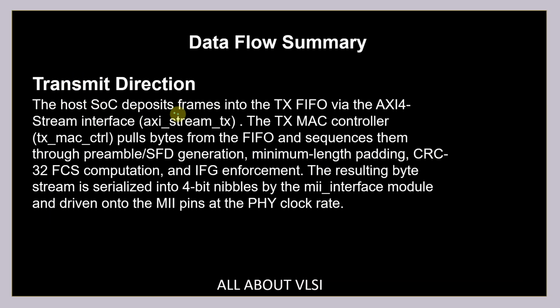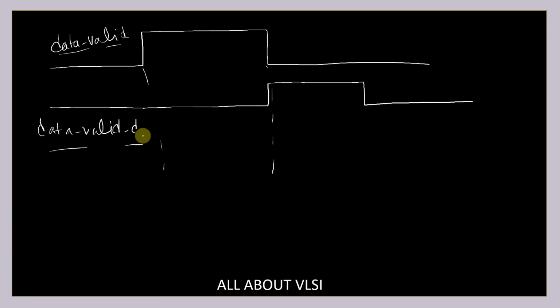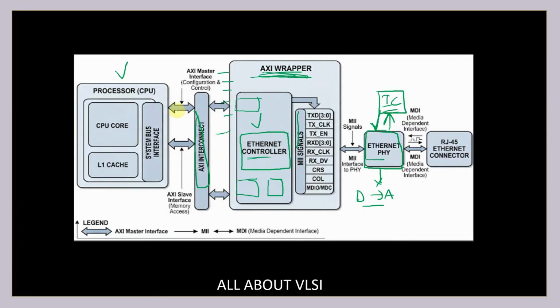So the host SoC deposits the frames into the TX FIFO. Whatever the processor we have over here will be pushing the frames into a FIFO. We are going to have a FIFO model, and the frames will be stored inside this FIFO. And the TX data path which I have shown you will be fetching the data frames from this FIFO.